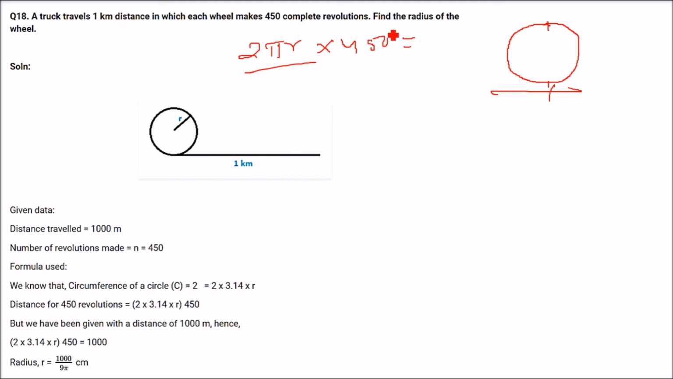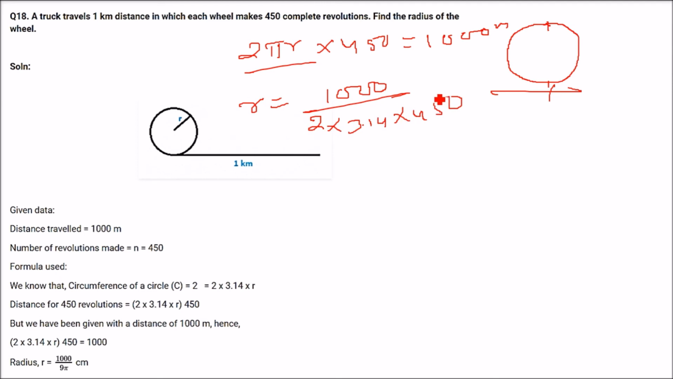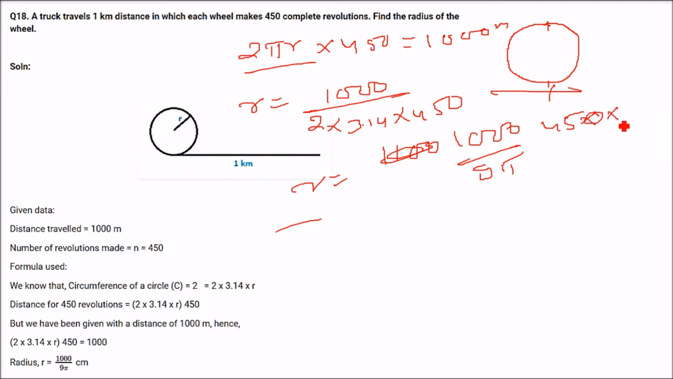This is equal to the distance traveled, 1 kilometer. Because we have to find the radius of the wheel, let us take 1 kilometer as 1000 meters. So what will be the r? r is 1000 by 2 into 3.14 into 450. You can just write it as 1000 by 9 pi if you want, but you can solve it also. This will be the radius. I hope you got the idea, because in 450 turns, it takes 450 times the circumference. So 2 pi r into 450 is equal to 1 kilometer, the distance it has covered, that is 1000. This is how we find out the r.